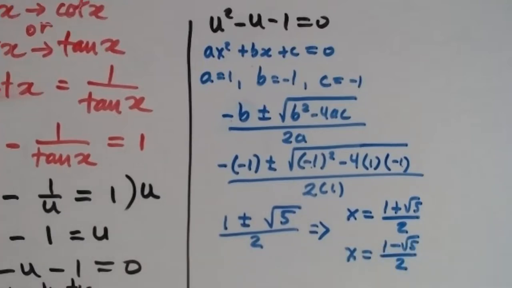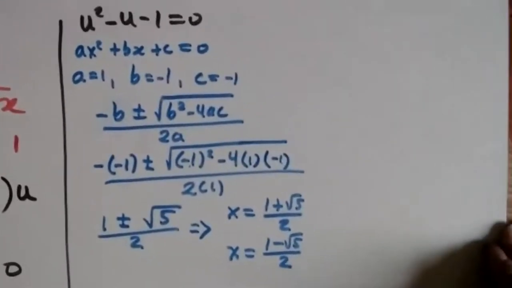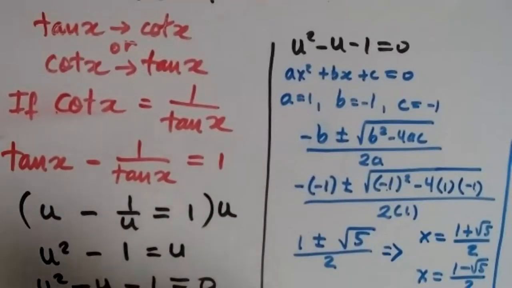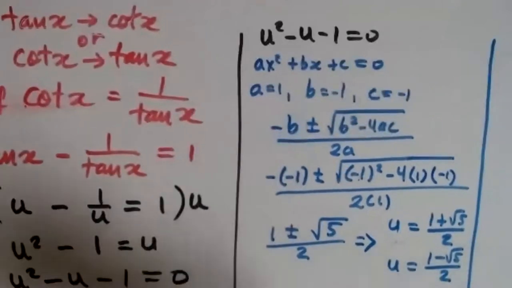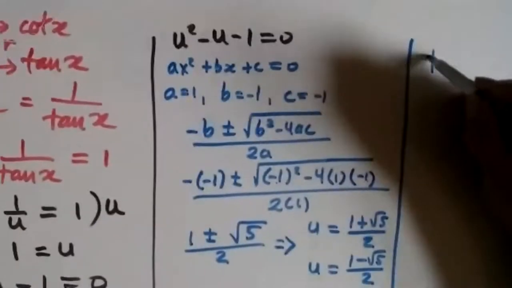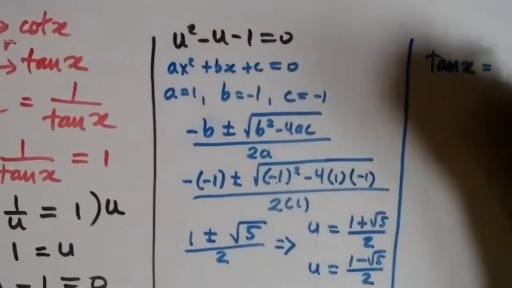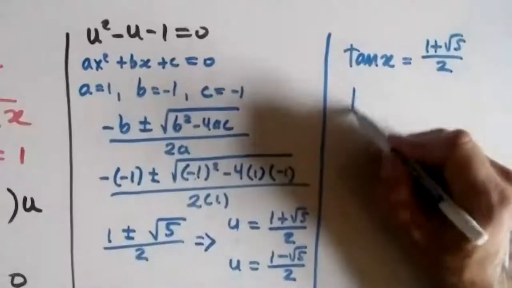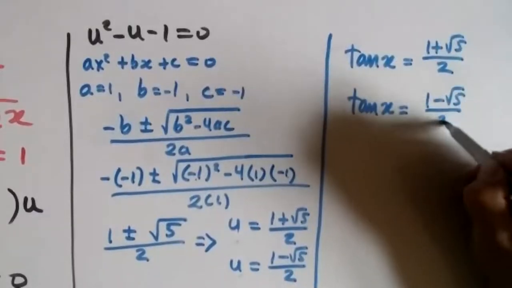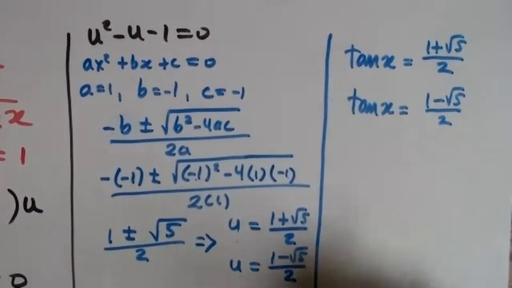Correct? Now, I guess there is going to be a little problem here. The x, or really in this case, let me just be consistent, this is the u, right? Yeah. And the u is the tangent, so we have the tangent of x equals 1 plus the square root of 5 over 2, and the tangent of x is also 1 minus the square root of 5 over 2. Correct?